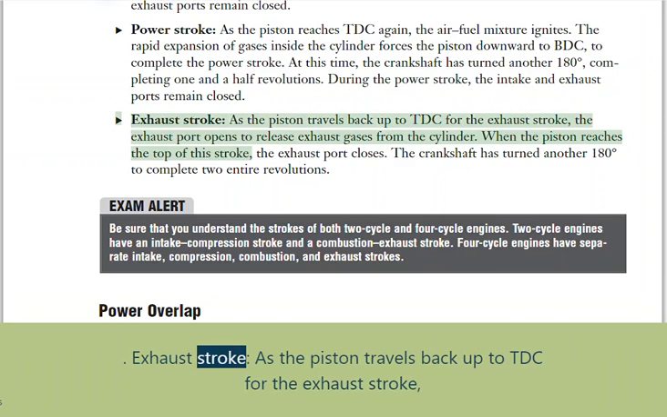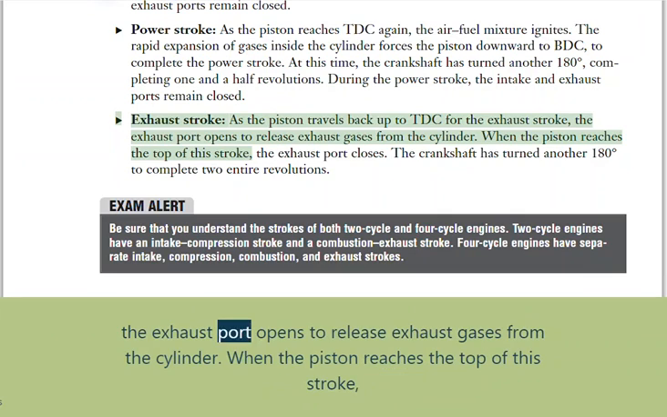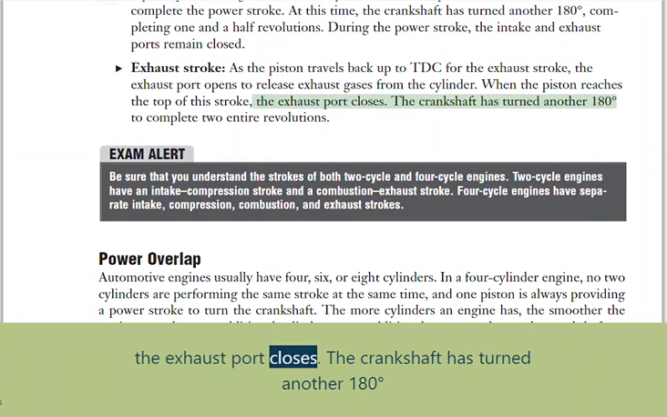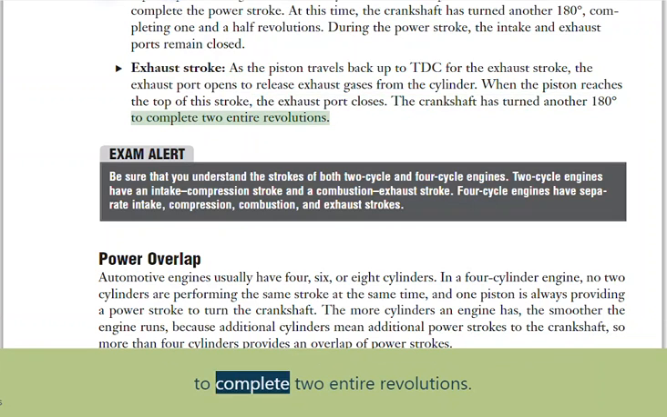Exhaust stroke. As the piston travels back up to TDC for the exhaust stroke, the exhaust port opens to release exhaust gases from the cylinder. When the piston reaches the top of this stroke, the exhaust port closes. The crankshaft has turned another 180 degrees to complete 2 entire revolutions.